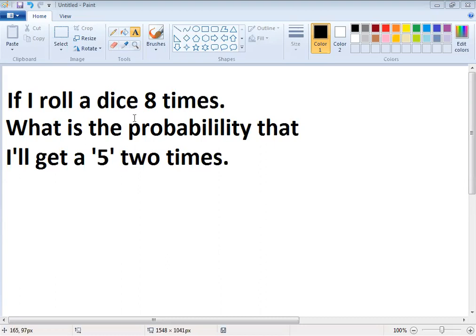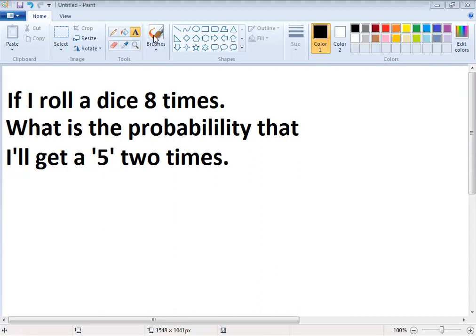एक example ले लेते हैं, if I roll a dice 8 times, what is the probability that I'll get a 5, 2 times? अब ऐसे देखा जाए तो how many outcomes are there for a dice? 6 different outcomes, but the question focuses on just one particular outcome, which is getting a 5.